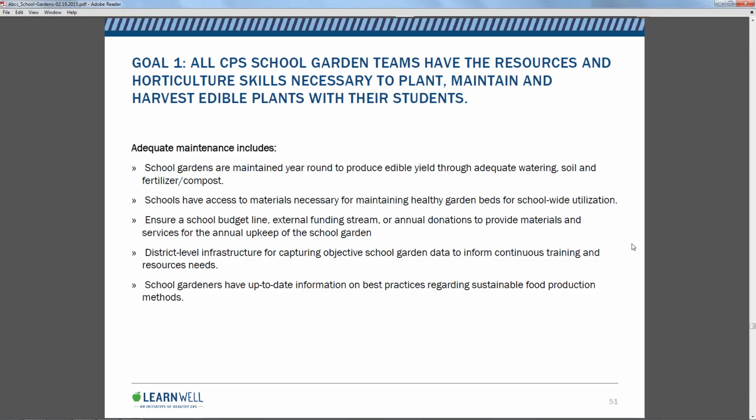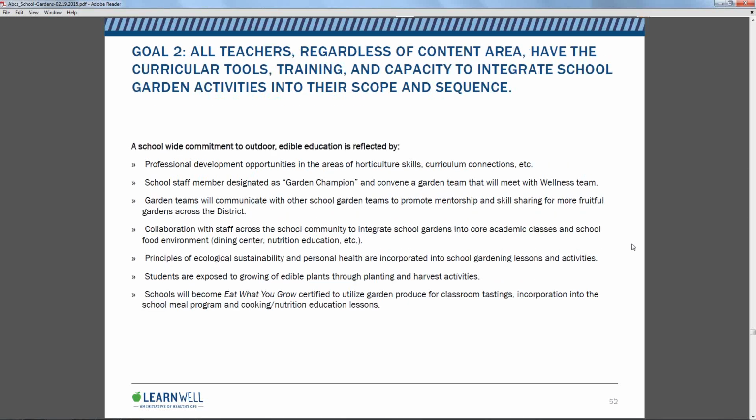We also wanted to see a district-level infrastructure to capture data, so that we have a better sense of what these ongoing training needs and resource needs are. And we wanted to ensure that schools have the most up-to-date information on best practices for food production. Next slide.